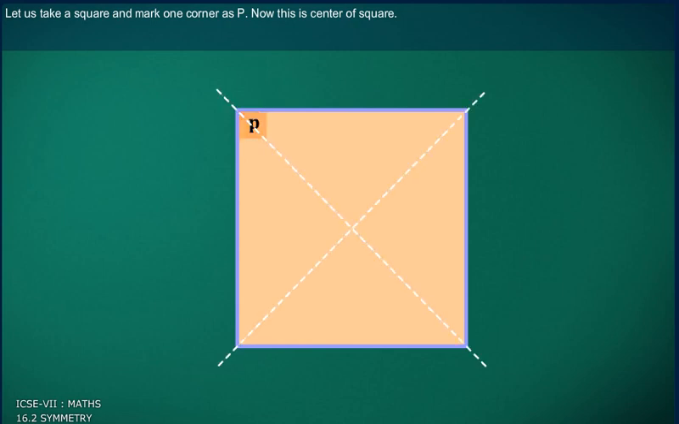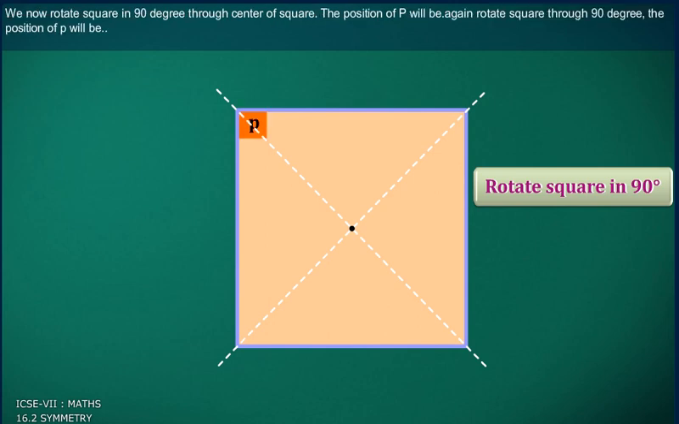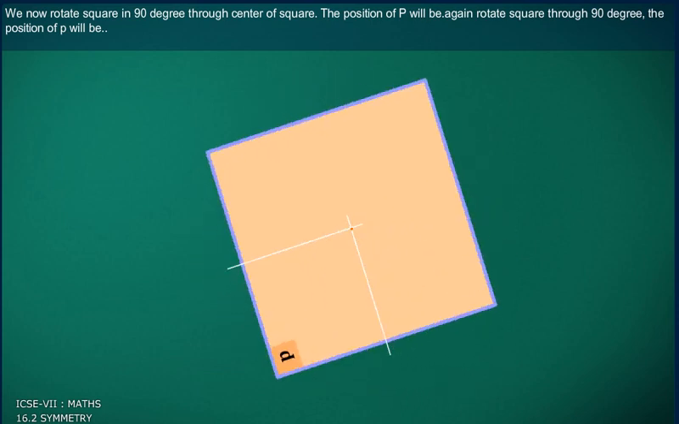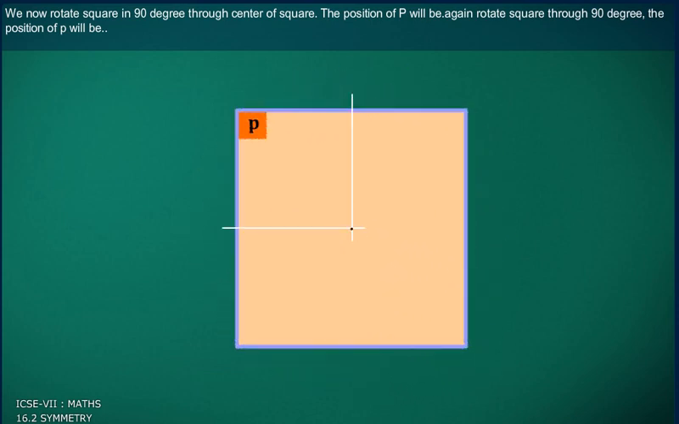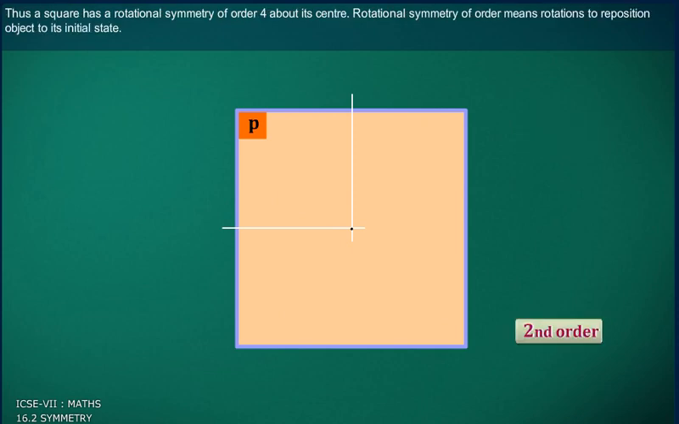Now this is the center of the square. Let us find out whether the center of the square is a center of rotation of the square or not. We now rotate the square by 90 degrees through its center. The position of P will change. Again rotate the square through 90 degrees. When 4 such rotations of 90 degrees are completed, point P is repositioned at its original place. Thus a square has a rotational symmetry of order 4 about its center.